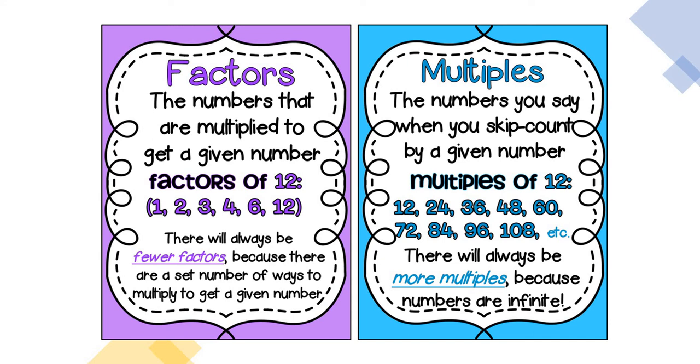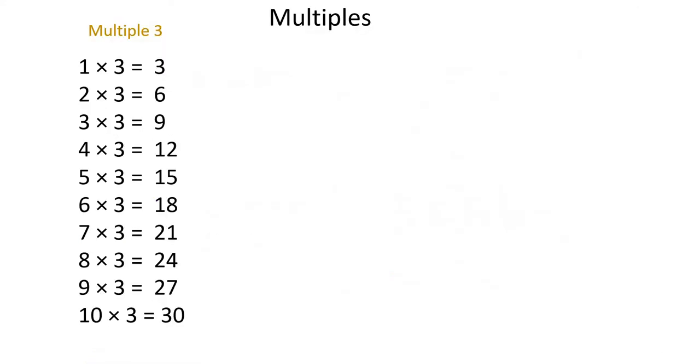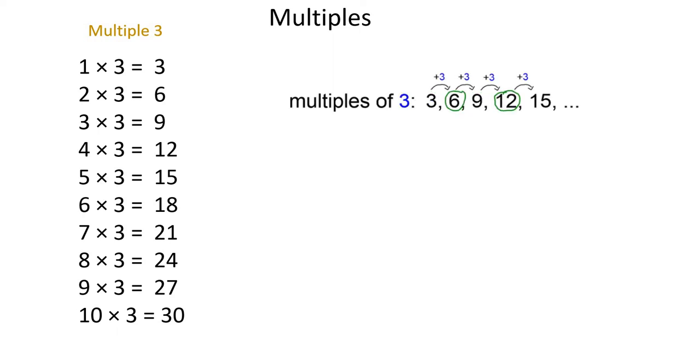So again, factors are the numbers that you multiply with each other, and multiples are the answer. Okay, let's take a look at the multiples of 3. Multiples of 3 are 3, 6, 9, 12, 15. This is skip counting. We are adding 3 each time. So all the multiples of 3 are 3, 6, 9, 12, 15, 18, 21, 24, 27, and 30.